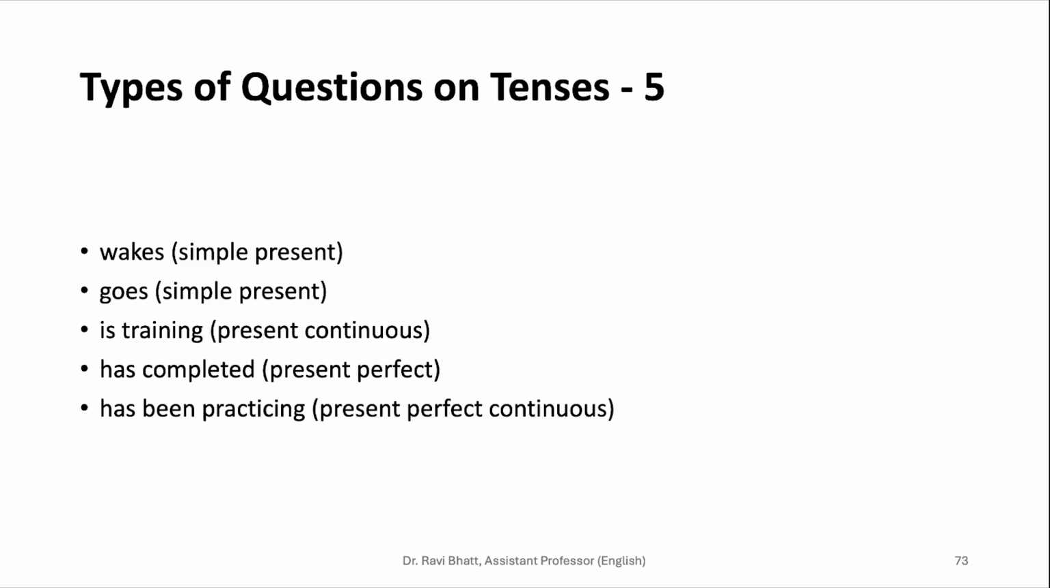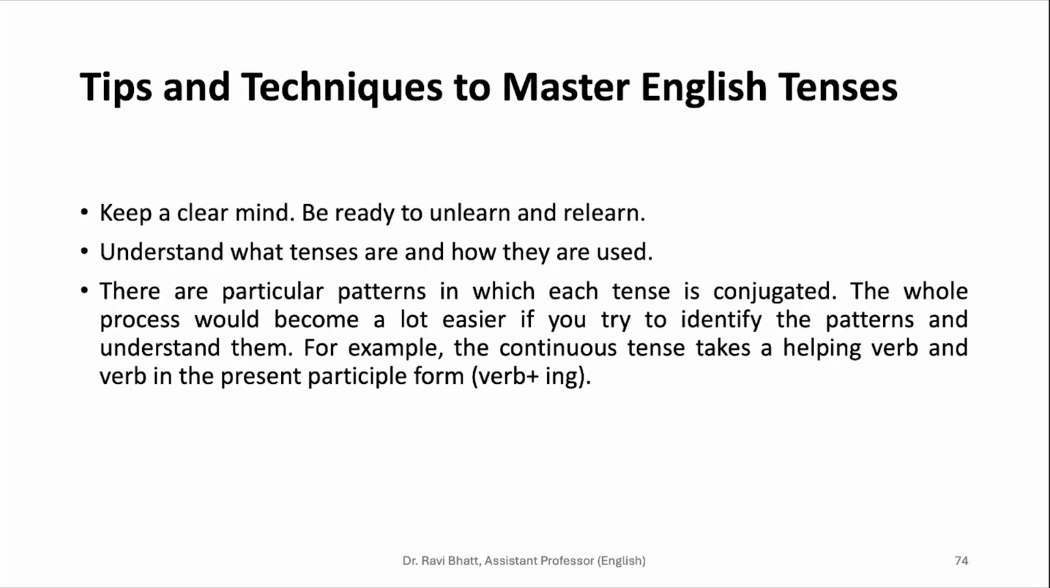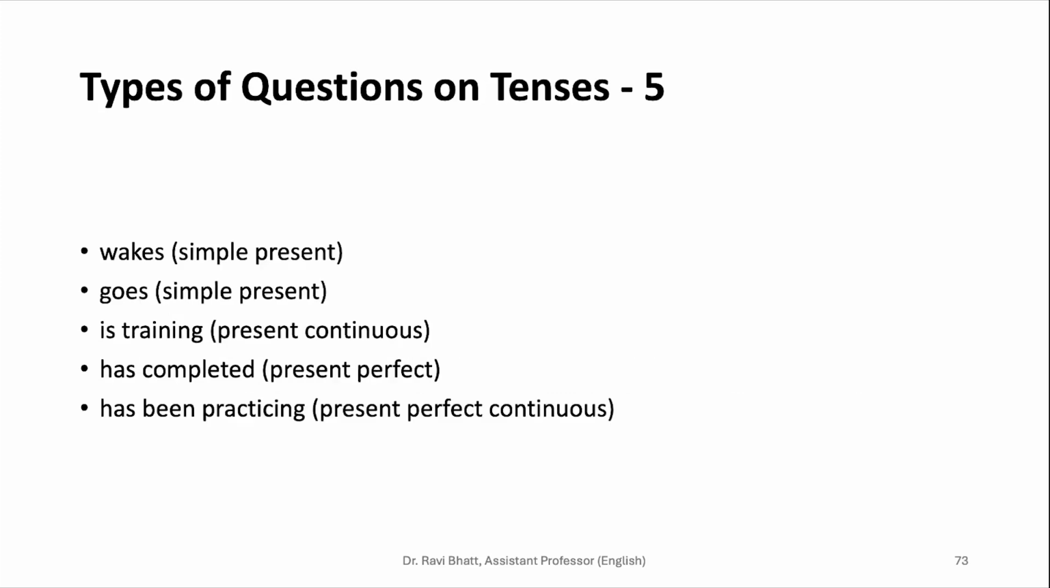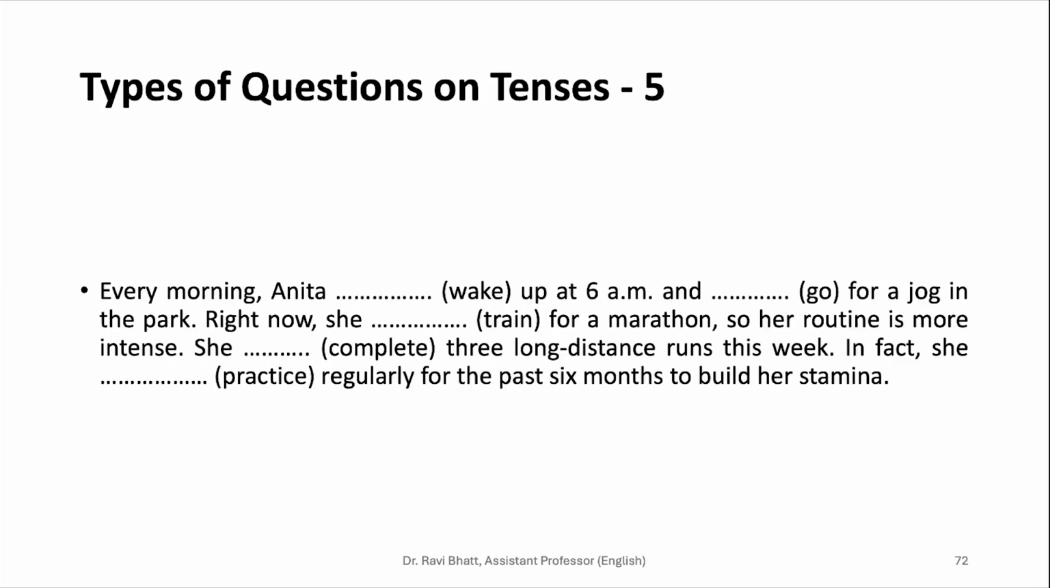Now, what we've said right now. Right now means an action that is happening while we speak. She is training for a marathon. Okay, that means it is the time that she is training for a marathon. So we would use is training, that is present continuous, because her routine is more intense and she's doing the work regularly.